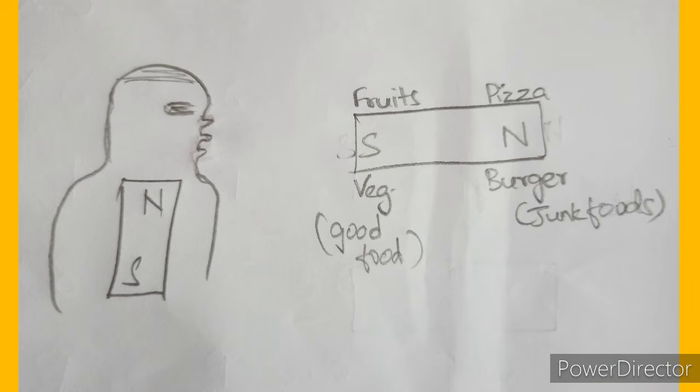So in the figure you can see a toy is there. In that a bar magnet is placed. We can see the poles, north and south. Okay, take another bar magnet. On that, on one side we can write good food and on the other side we can write bad food, that is junk food. So good food is placed on the south pole and bad food is placed on the north pole.